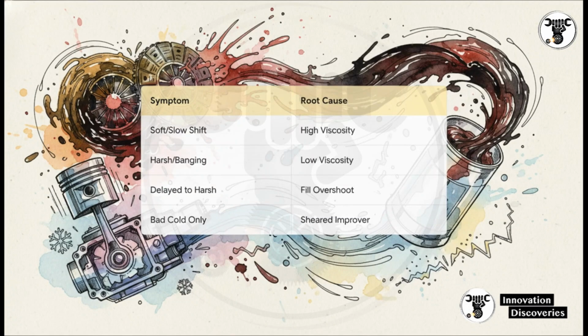But what if it's delayed and then suddenly slams in harshly? Well, that's extremely high viscosity causing a fill time overshoot. And if the vehicle drives perfectly fine when it's warm but has problems when it's cold, you are definitely dealing with a sheared VI improver package. You are literally feeling the fluid dynamics right there in the seat of your pants.